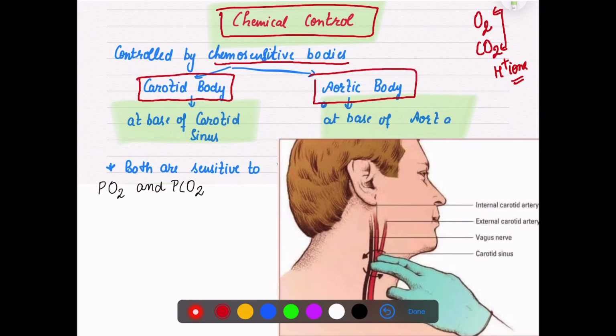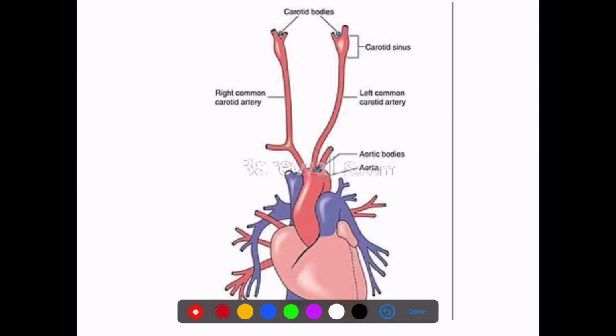First let me explain a little bit about the carotid body. On the side of your neck, just very close to your ear, there are two arteries, the two carotid arteries, which ultimately join the aorta, right? In this artery there is a place called the carotid sinus. As you can see, on the base of the carotid sinus, there is the carotid body.